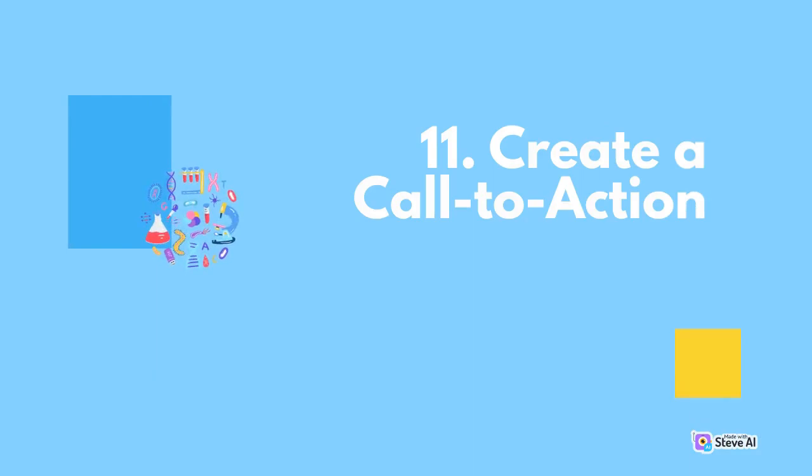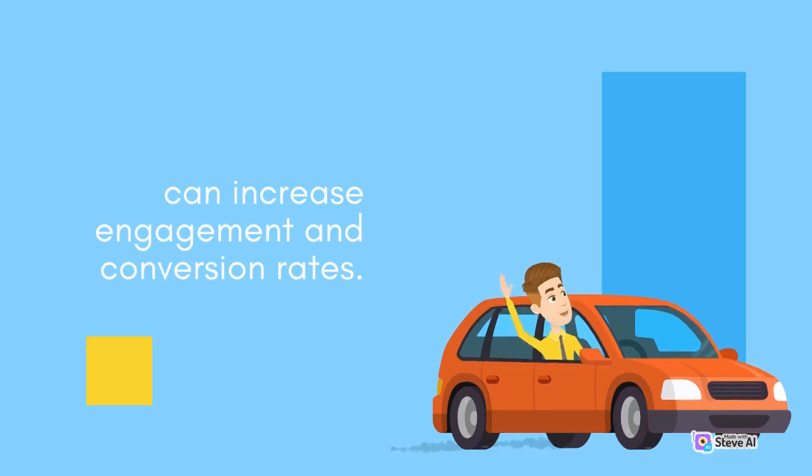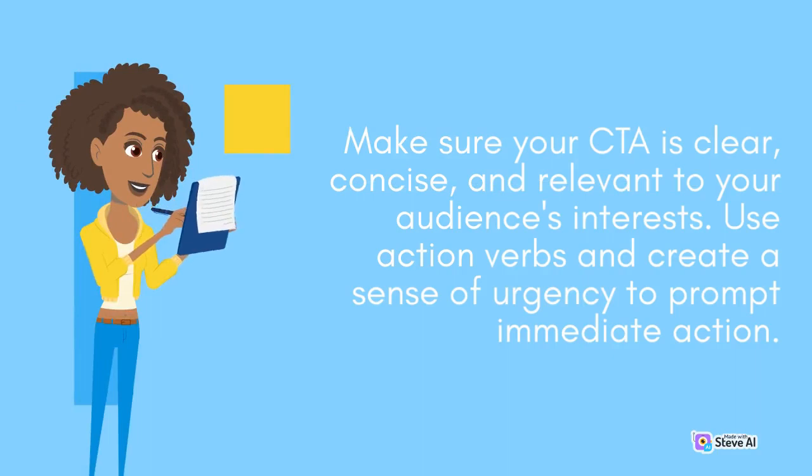11. Create a call to action. A call to action, CTA, is a prompt that encourages your audience to take action, such as visiting your website, downloading content, or making a purchase. Including a CTA in your social media content can increase engagement and conversion rates. Make sure your CTA is clear, concise, and relevant to your audience's interests. Use action verbs and create a sense of urgency to prompt immediate action.